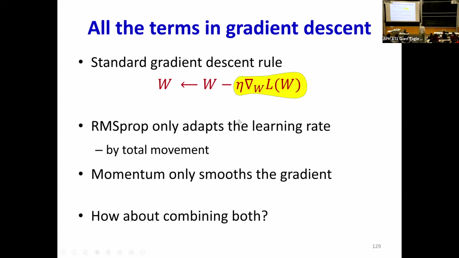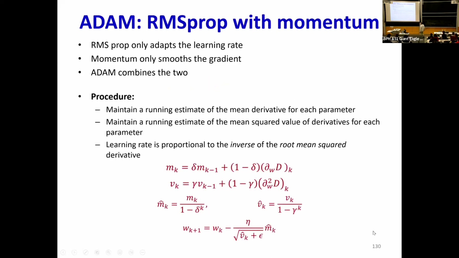So momentum only smooths out the gradient. RMS prop only adapts the learning rate. Combine them both. And so in Adam, you actually maintain a running average of the derivative for each component. You also maintain a running average of the squared value of the derivative for each component. And the actual update is going to use the running average of the derivative with a learning rate that is inversely proportional to the RMS value of the derivative.